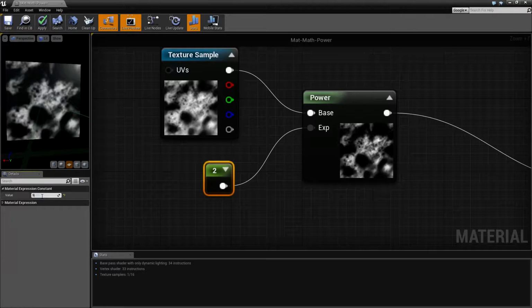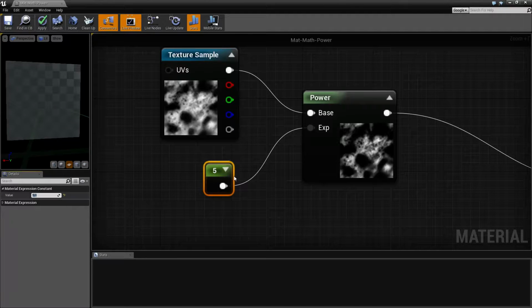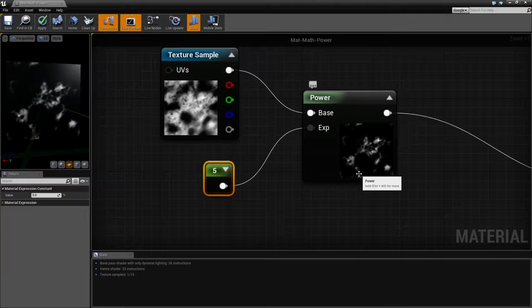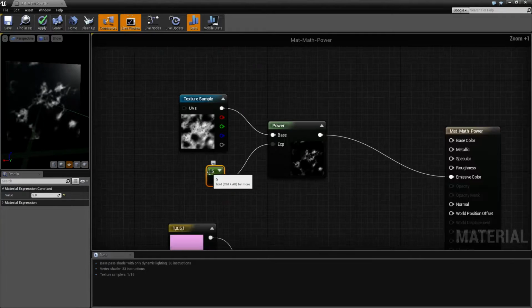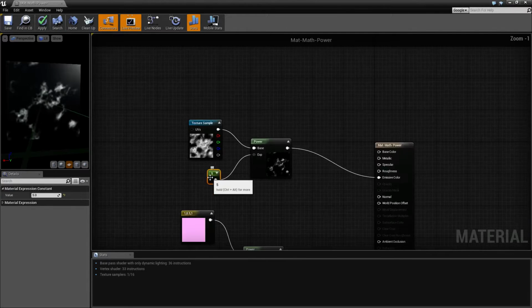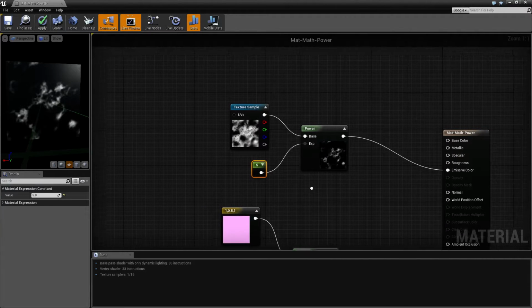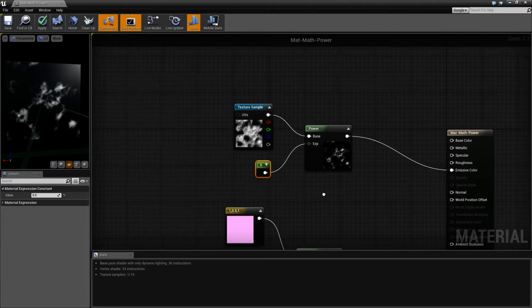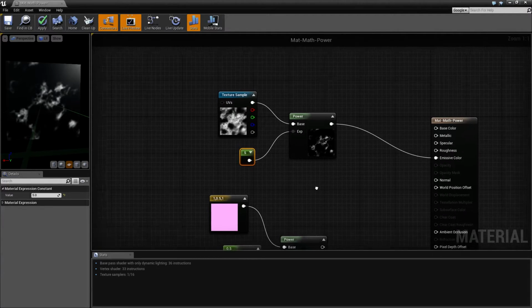If we multiply this by something even stronger, let's say a 5, an exponent of 5, our blacks are going to become extremely black, and only our strongest whites are going to survive through our power. So the power node using a higher exponent, or for example, a parameter for your exponent, allows you to easily adjust the contrast without adjusting the brightness or the lightness. It's an easy way of making a contrast control in your texture.